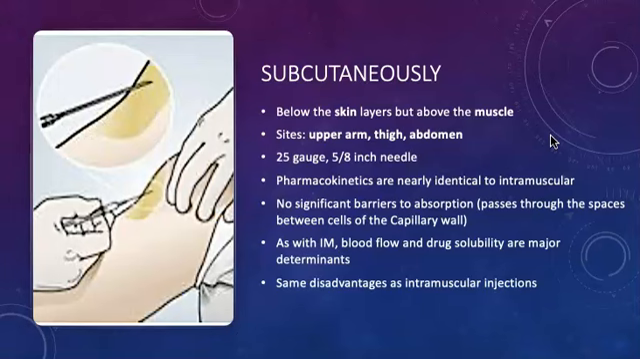Subcutaneous, you're going to learn, is administered below the skin but above the muscle. Sites where you can administer sub-Q injections are the upper arm, the thigh, and the abdomen. We're going to use an even smaller gauge needle, 25 gauge. Now, you have to remember, the higher the number of the gauge, the smaller or tinier the hole in the bevel of the needle.